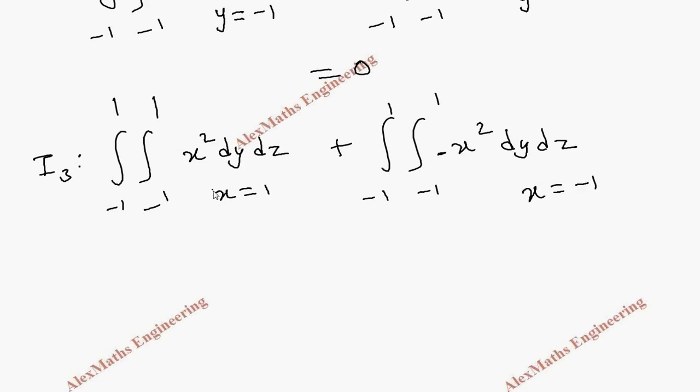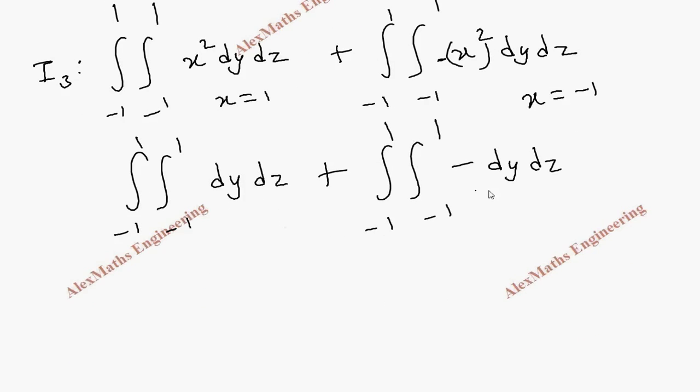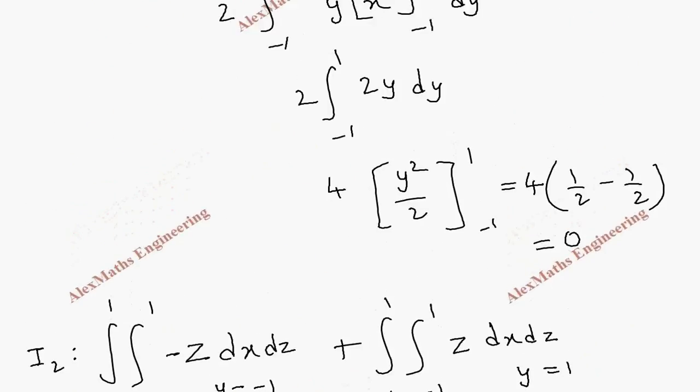So when I substitute 1 here, it will be integral minus 1 to 1, integral minus 1 to 1, dy dz. And when I put minus 1 here, after squaring it becomes plus, but still there is a minus sign outside. So this becomes minus of dy dz. So both are the same with opposite sign, and it gets cancelled. So totally in the LHS, I1 plus I2 plus I3 is 0. So all the three values are 0.